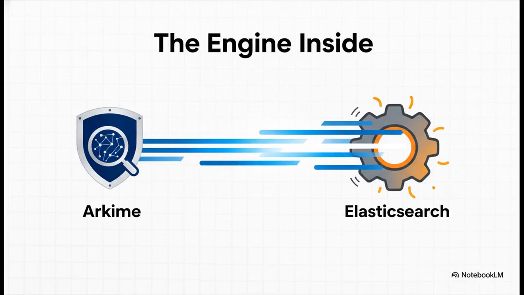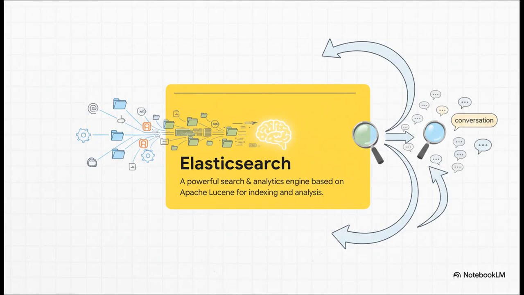Now, Arkime is pretty amazing, but it doesn't do all of this heavy lifting on its own. It's got a secret weapon, a seriously powerful engine running in the background, and that engine is called Elasticsearch. This is what gives Arkime its incredible speed. And what is Elasticsearch? Honestly, the easiest way to think about it is like having your own private Google, but just for your network data. It takes every single conversation, organizes it, and lets you search through it almost instantly. It's the technology that makes finding that one specific packet in a million possible.